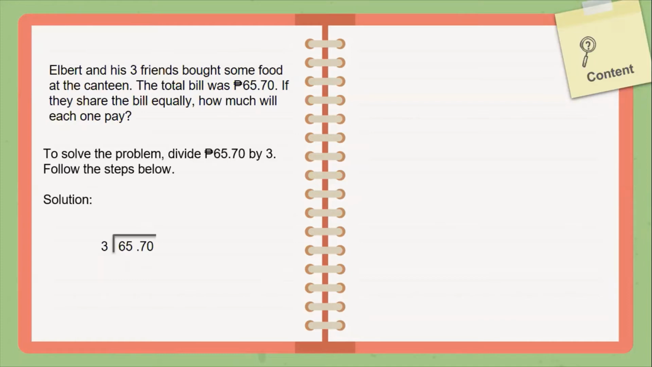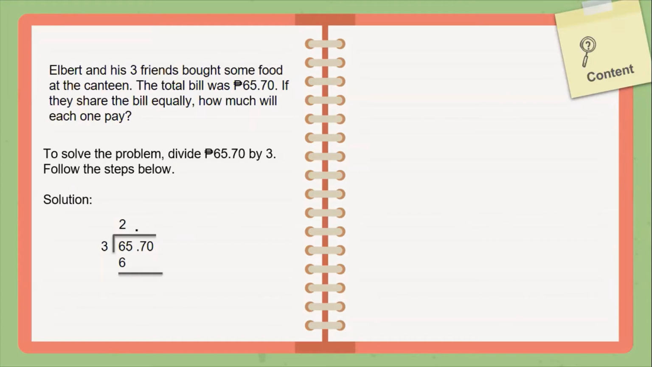So for this one, let us divide. The first thing that we need to do is align our decimal point. That is the very first thing that we need to keep in mind. Align our decimal point to our quotient. After we align our decimal point, that's the time that we start dividing. 6 divided by 3 is 2. 2 times 3 is 6. 6 minus 6 is 0.